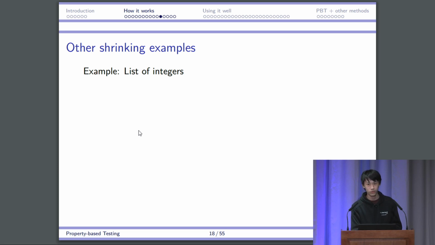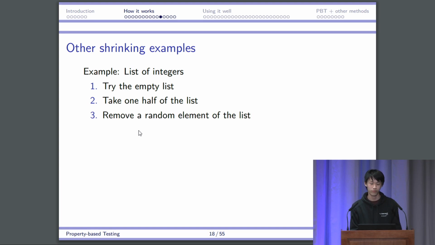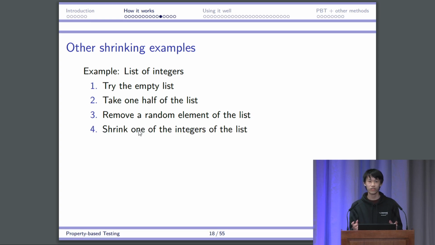Well, first of all, what's the simplest example of a list of integers? The empty list. All right, so we try the empty list first. If that doesn't work, let's just take half of the list. So let's just try the left half or the right half. And if neither of those halves work, then we just try and remove a random element from the list, right? And if none of those work, well, we can't shrink our list any further. So let's just try shrinking one of the integers of our list.